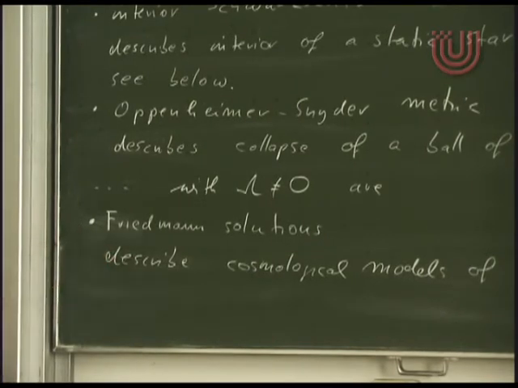And the first who found interesting solutions was Alexander Friedmann, Russian mathematician, who in the 1920s established what's nowadays called the Friedmann solution. And they are perfect fluid solutions with a cosmological constant.